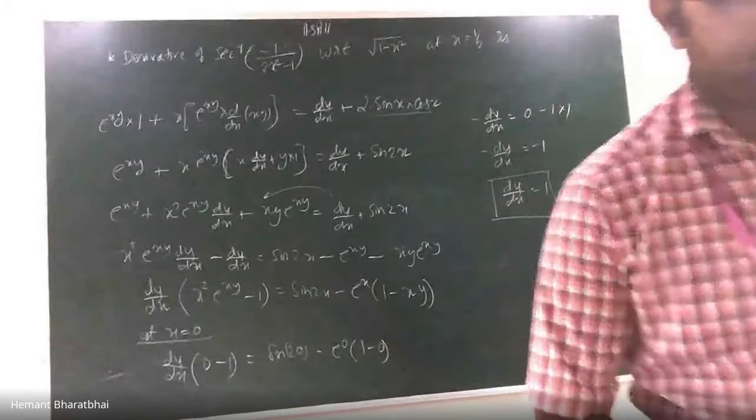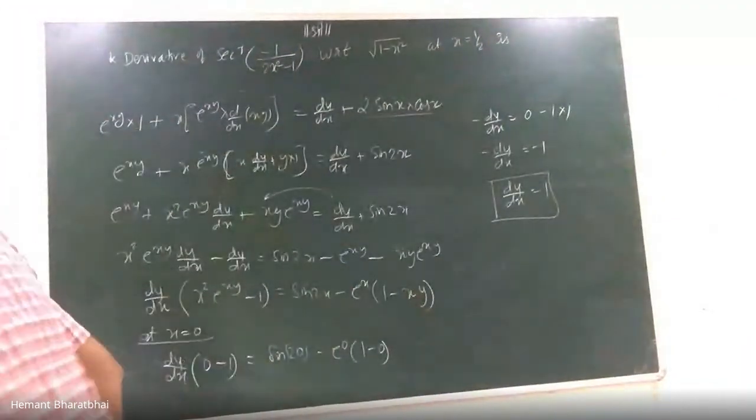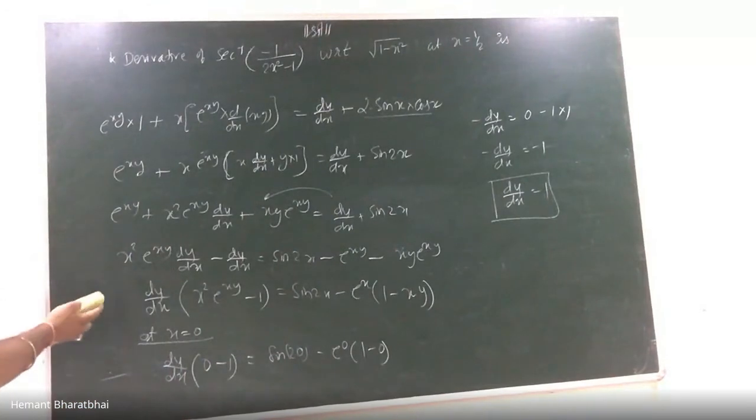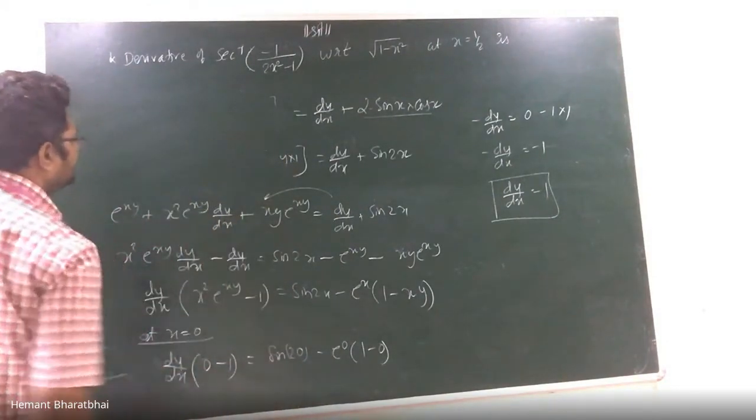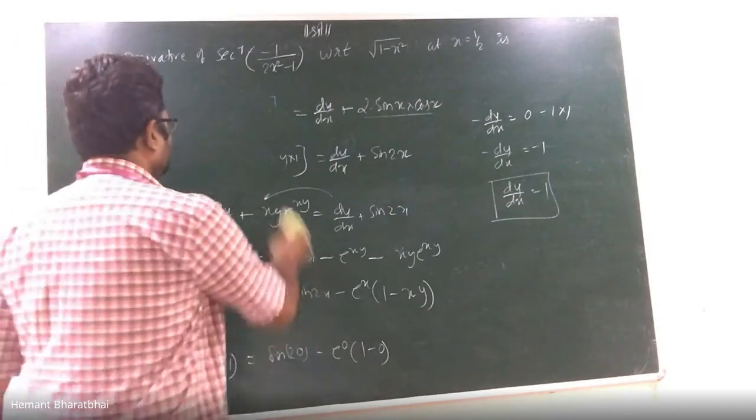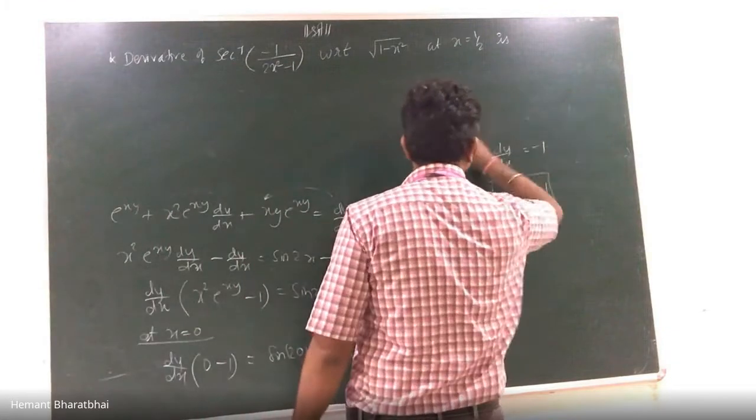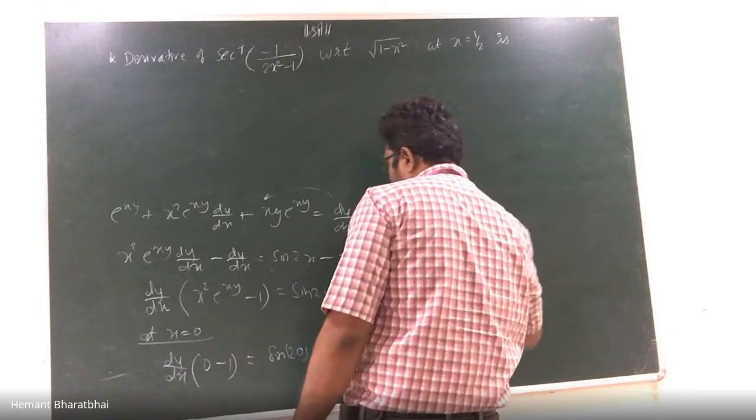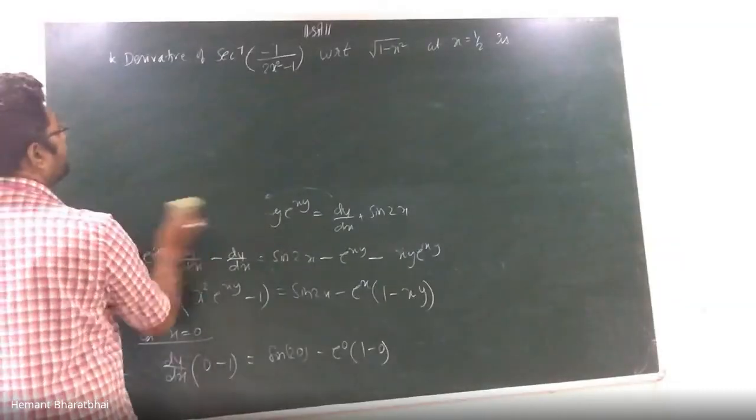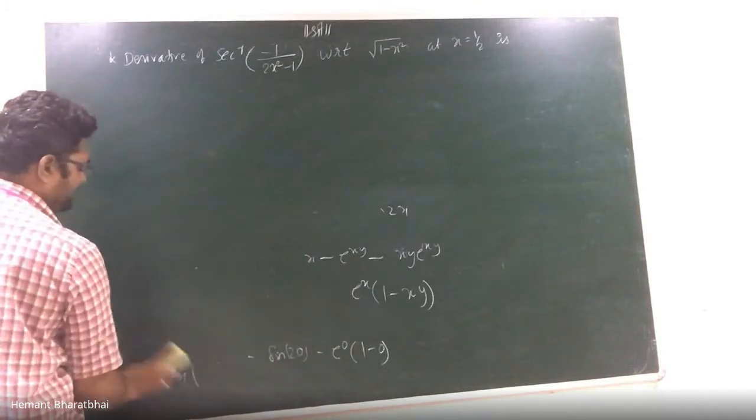Try this everyone till I rub the board. Try this numerical. We have seen this kind of numericals also. Okay, derivative of one function with respect to another function. This is what has been asked over here. Derivative of sec inverse of minus 1 upon 2x square minus 1.